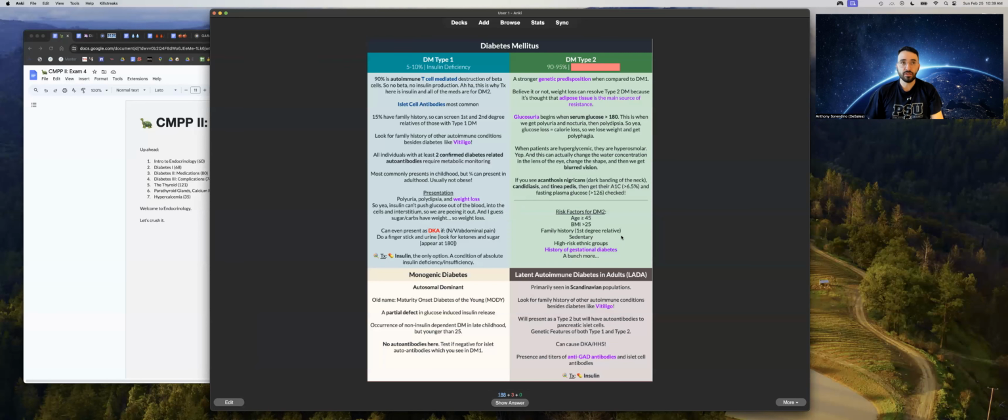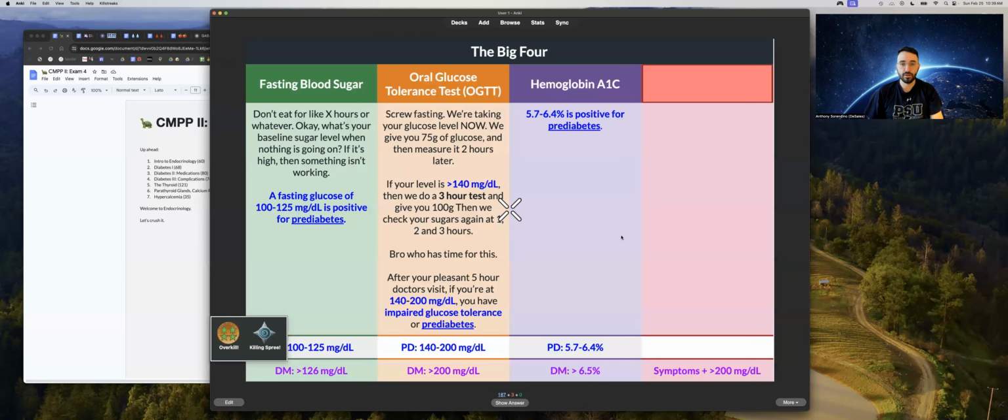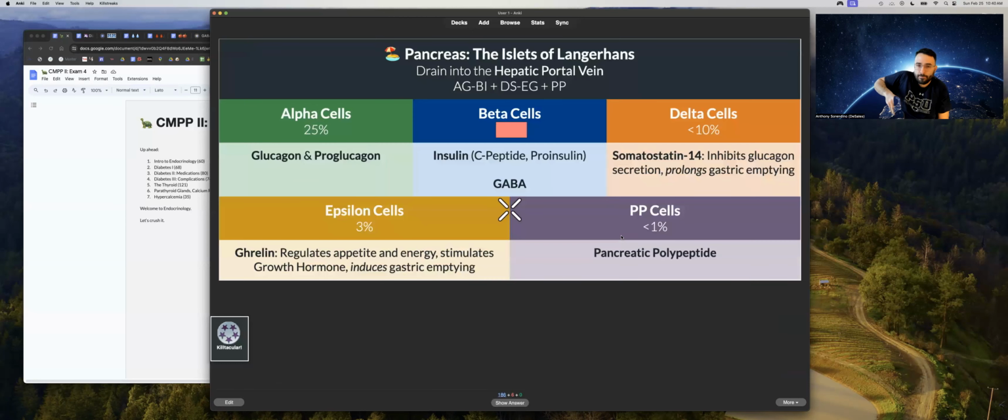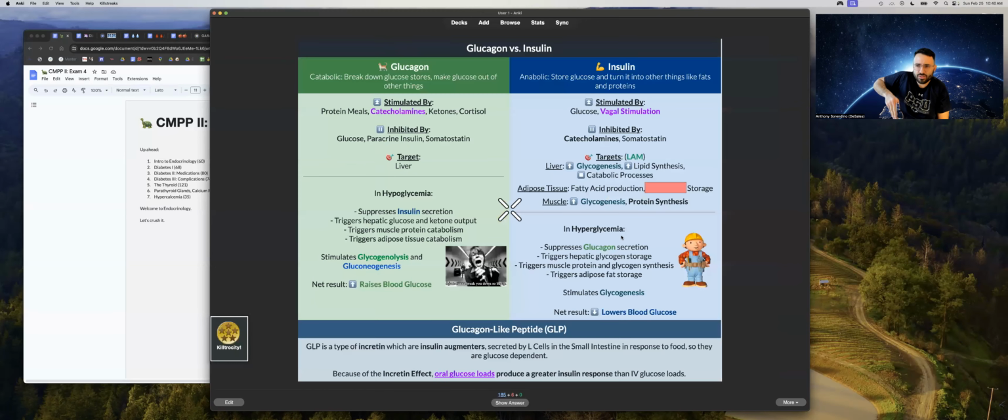DM2 is an insulin resistance. What is our fourth thing? This is a random glucose over 200 and symptoms. Beta cells, what percent? Is this like 60? Yeah, just know that they're the majority.